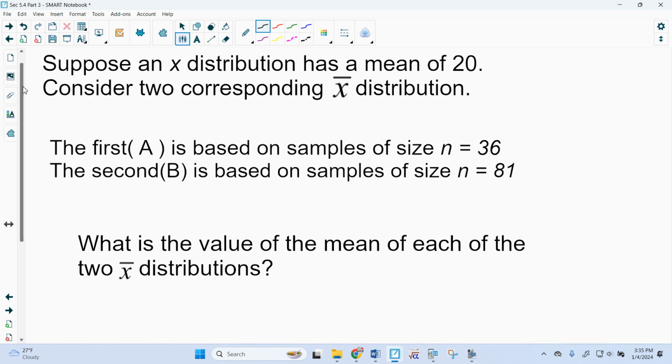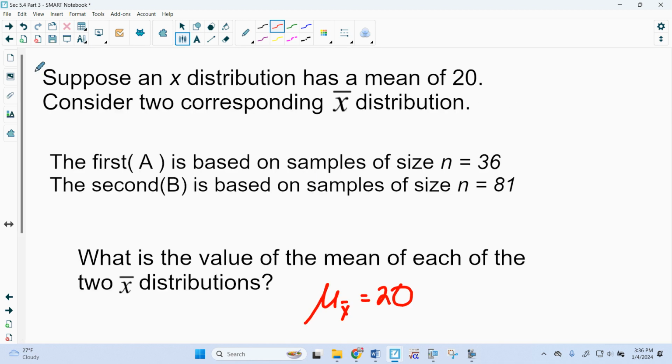Suppose the x distribution has a mean of 20 and consider two corresponding x bar distributions. The first distribution, A, has a sample size of 36. B has a sample size of 81. Now, both of our samples are over 30, so it doesn't matter. So first off, what is the mean of these two distributions? Well, we know both of them have an x bar that's the same, which is 20. They have the same mean.